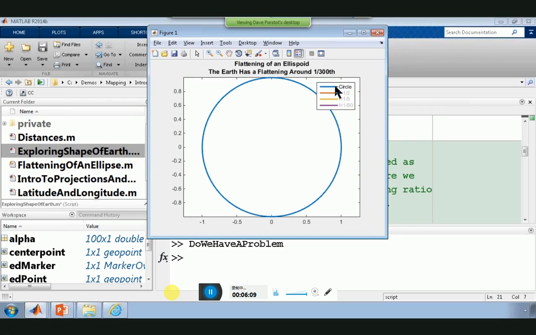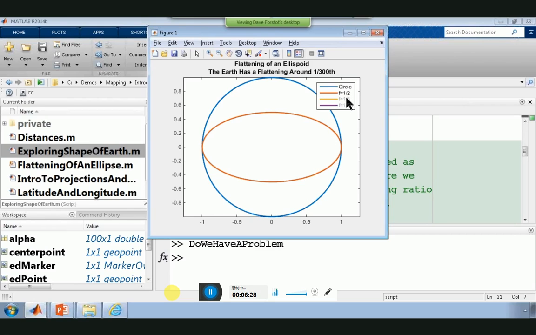So here's that circle again. If we look at an ellipse with a flattening ratio of 1/2, or an inverse flattening ratio of 2, that flattening ratio of 1/2 means it's half as tall as it is wide. Or in this case, the semi-minor axis is half as long as the semi-major axis.